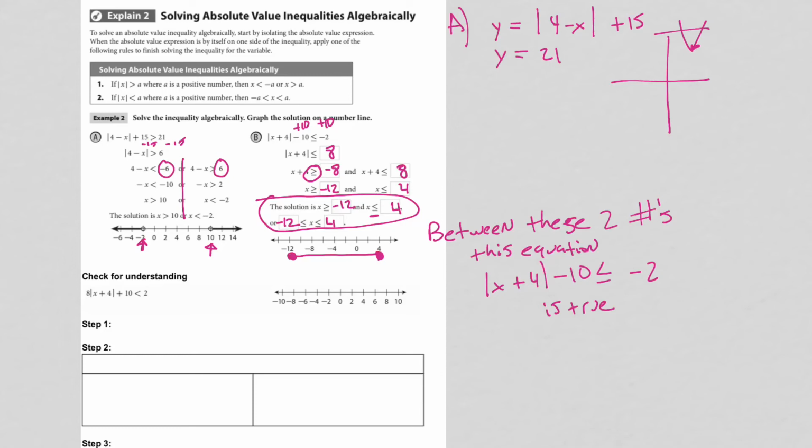And you could test this for yourself. If I tried 5, for example, if I put 5 up here for x, 5 plus 4 is 9. Absolute value of 9 is 9. And 9 minus 10 is a -1. And -1 is in fact bigger than -2, not the other way around. So you would wind up with a false statement if you picked a number such as 5 that was outside of the solution set. So I hope that makes sense. Let's try a few more examples.